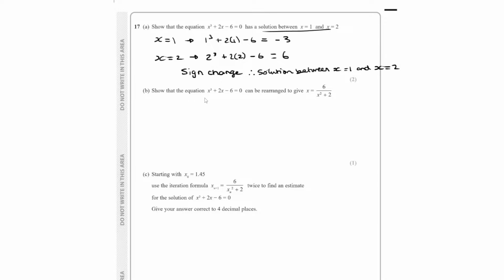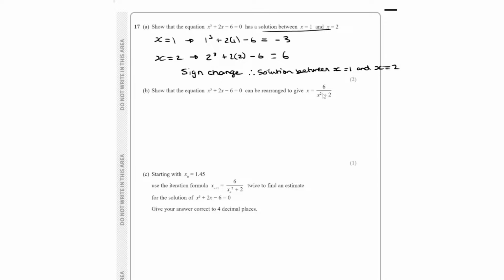B, show that the equation x cubed plus 2x minus 6 equals 0 can be rearranged to give this. So you have to look at both of them and meet yourself in the middle, try and figure out, because normally they've rearranged it in a way that you wouldn't necessarily feel is natural. You've got to try and figure out what they've done.